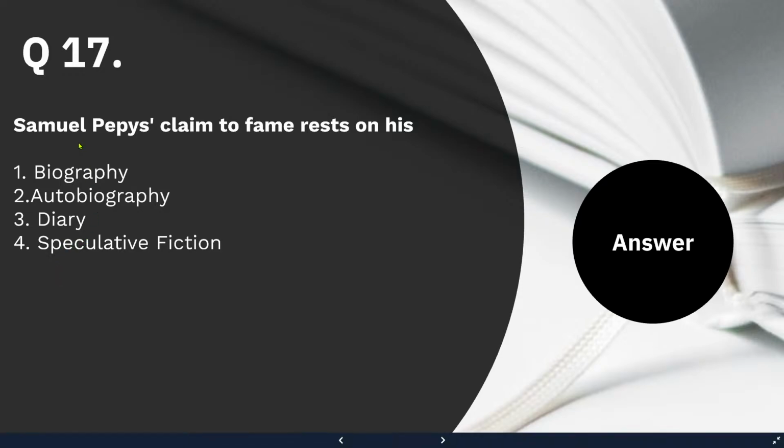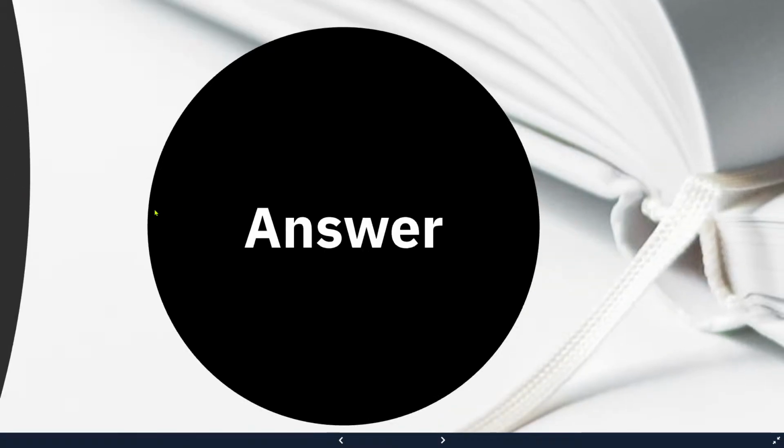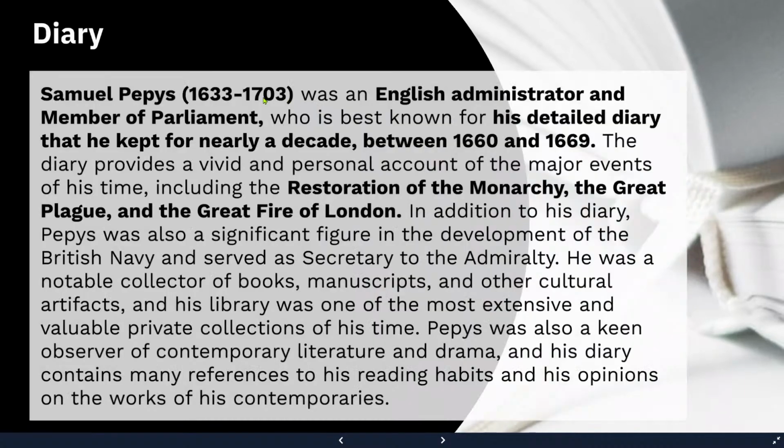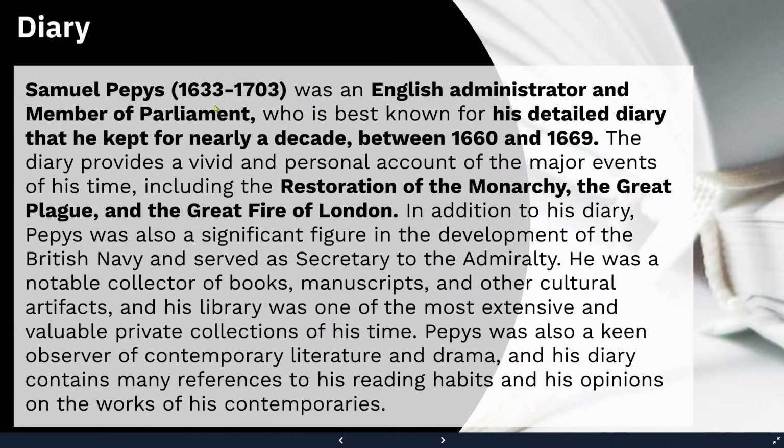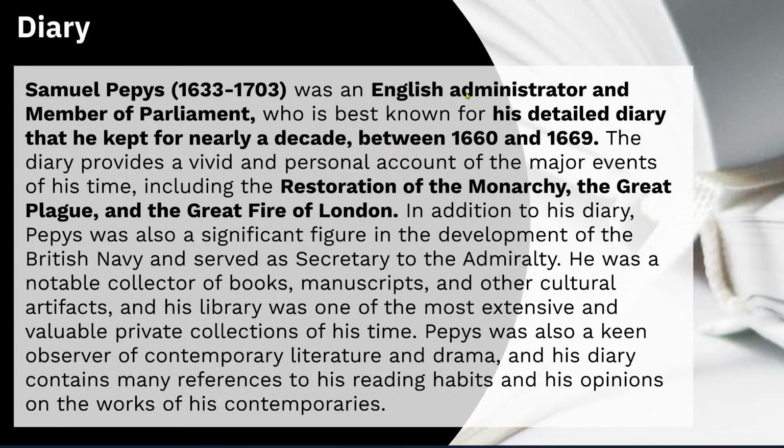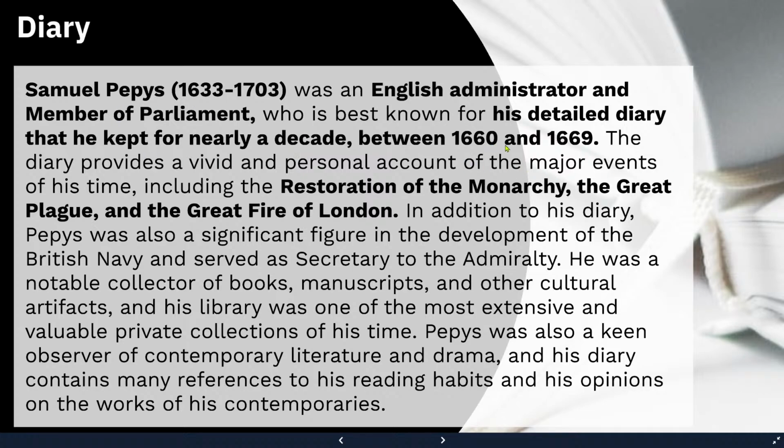So we have the question: Samuel Pepys' claims to fame rest on his diary. So the answer is diary. We have explanations. Samuel Pepys, whose lifespan is 1633 to 1703, was an English administrator and member of parliament who is best known for the detailed diary that he kept for nearly a decade. And remember, the time period of this diary is 1660 to 1669. 1660 was the Restoration, and around 1666 the Fire of London happened.